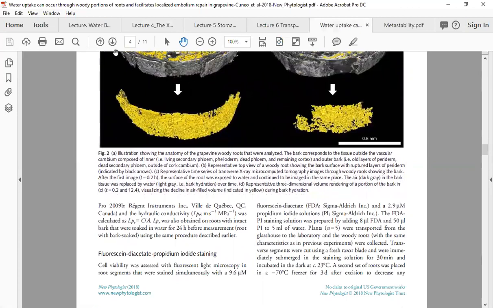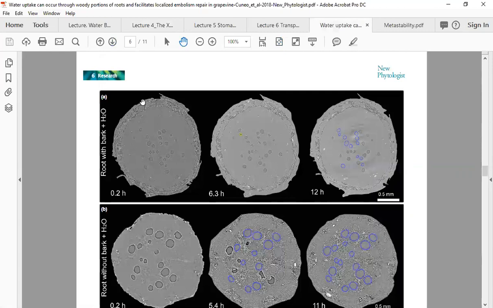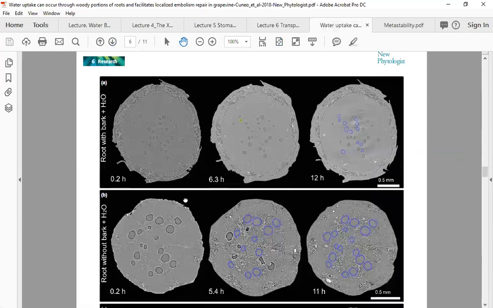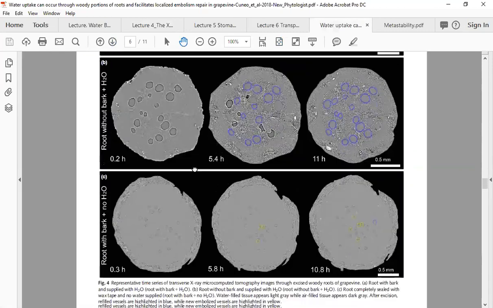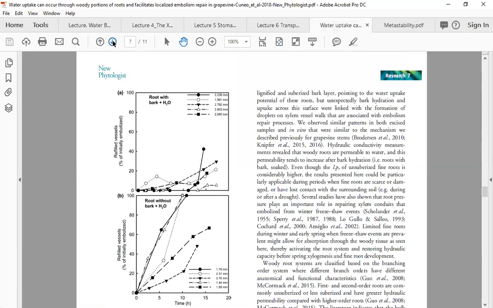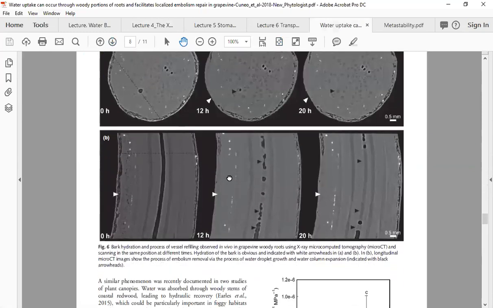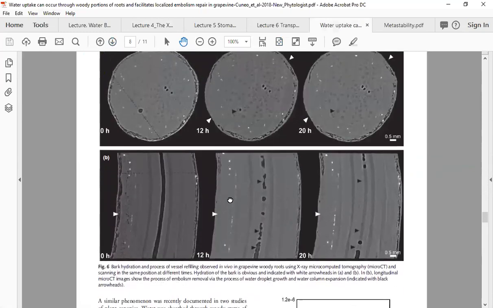So I think that's very interesting. Let's move on to one more figure here. And we're looking at, no, it wasn't that one. Here we go. So now I think they're looking at the actual still woody roots, grapevine woody roots. So this is at 0 hours, this one here.